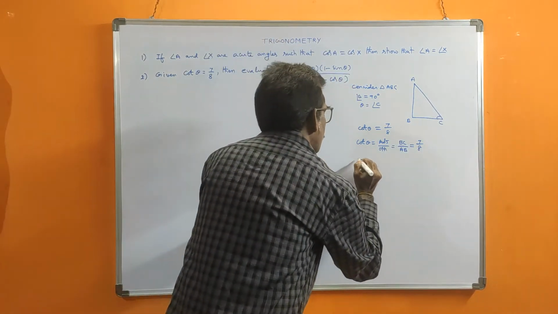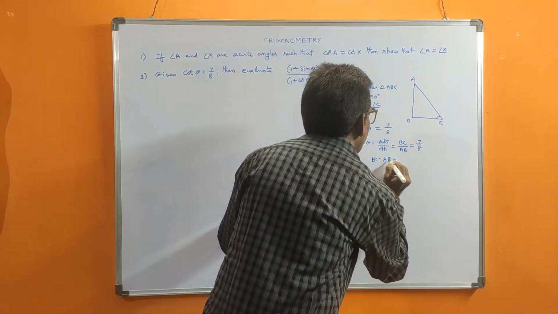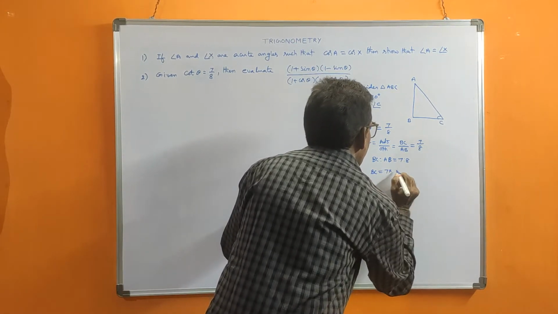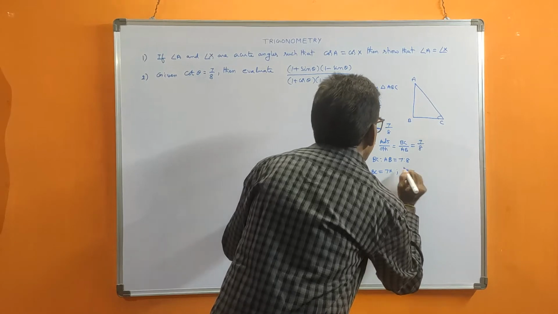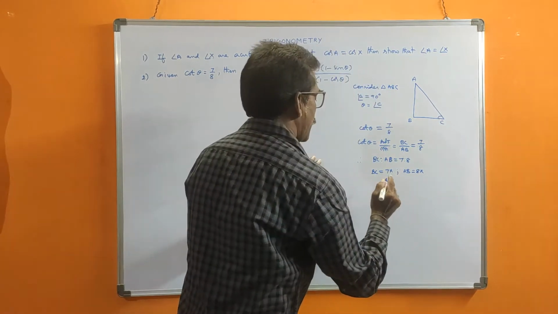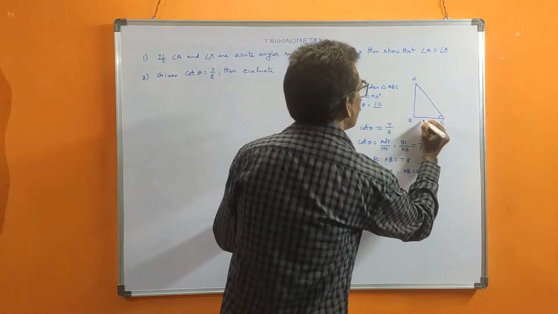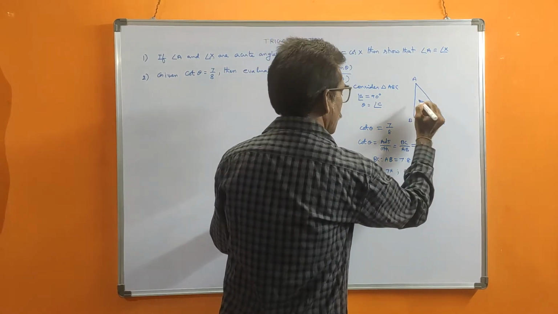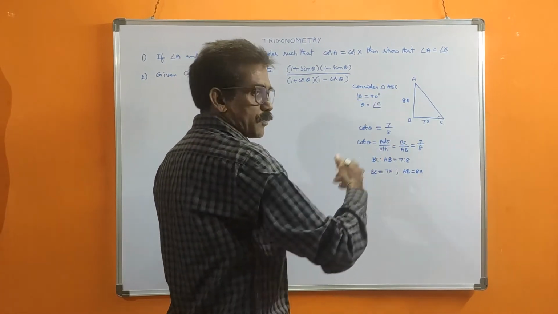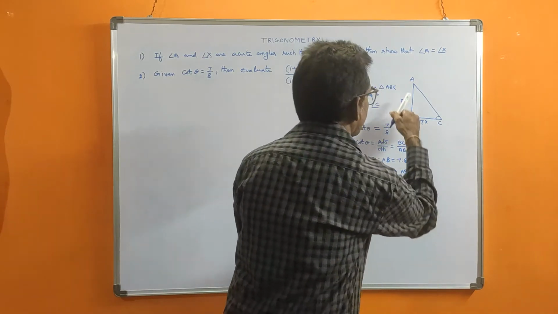Therefore BC is to AB is equal to 7 is to 8. That's why let BC be equal to 7x and AB be equal to 8x. Now we should find AC, that is the hypotenuse, according to Pythagoras theorem. What is Pythagoras theorem for this?